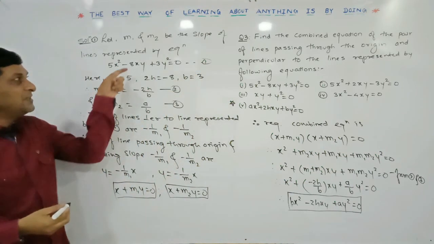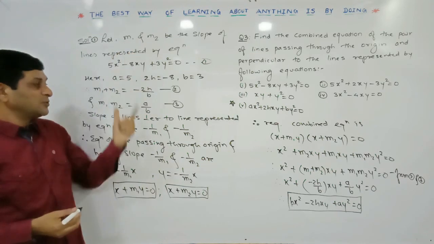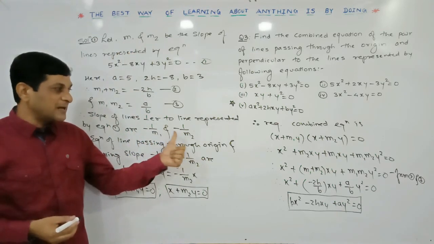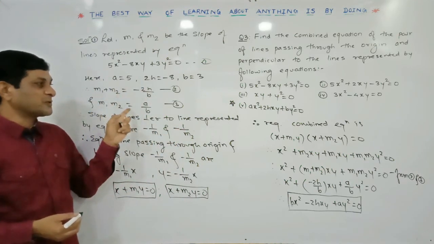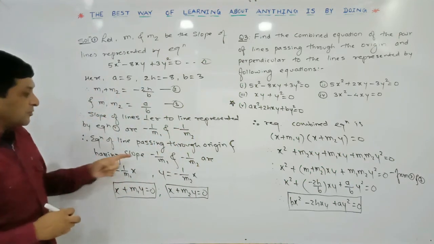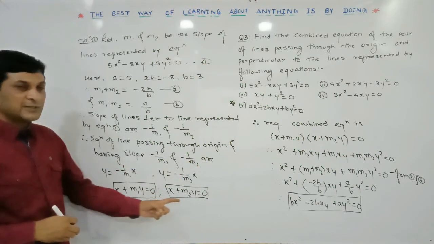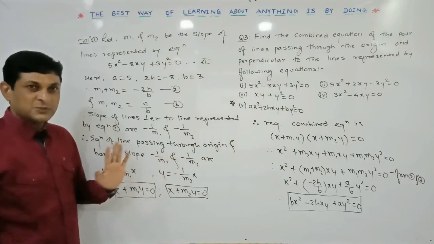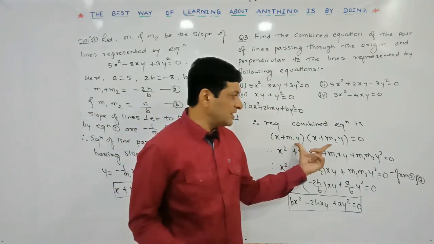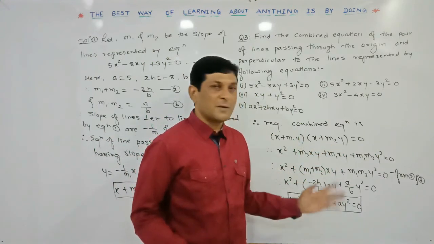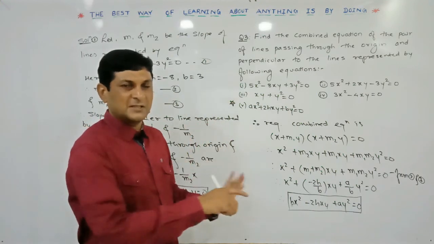Again, the slopes of the lines represented by this equation are m1 and m2, therefore the slopes of the perpendicular lines are minus 1 upon m1 and minus 1 upon m2. Try to find the sum of slopes and the product of slopes. Then find the slopes of the perpendicular lines. Find the equation of the line passing through the origin having these slopes, that is, the equation of our required lines. Once the equations are known to us, by taking their multiplication we are finding the combined equation. Once this combined equation is known to us, use this same method.